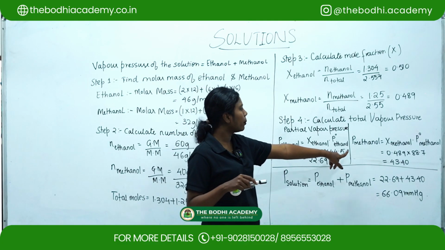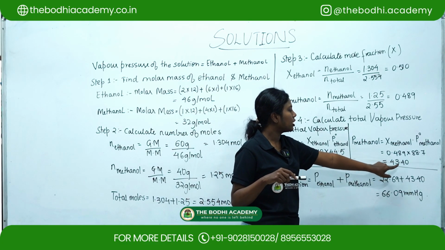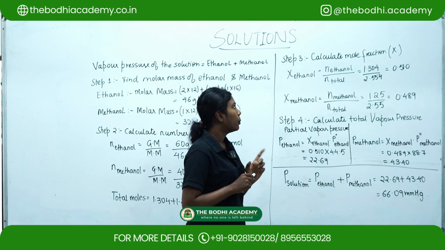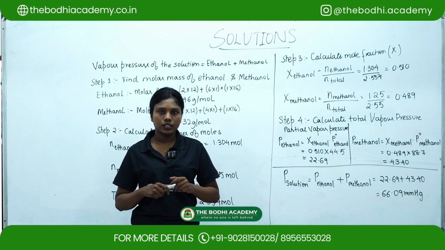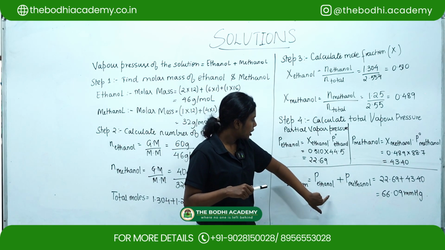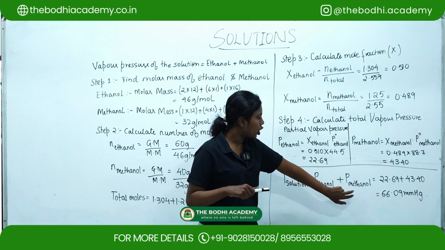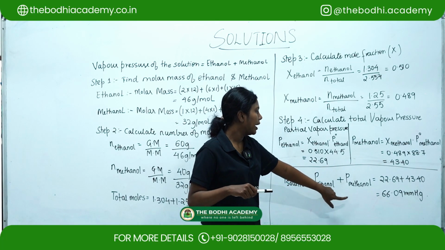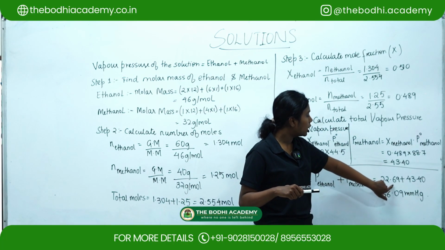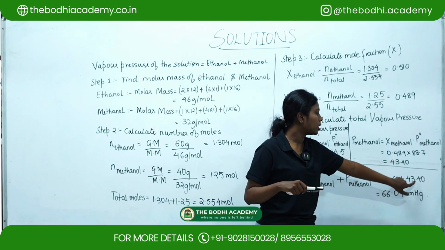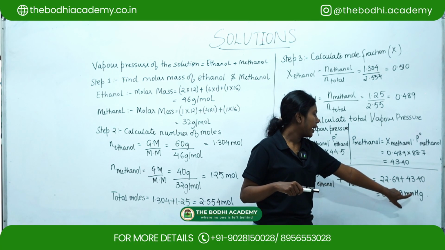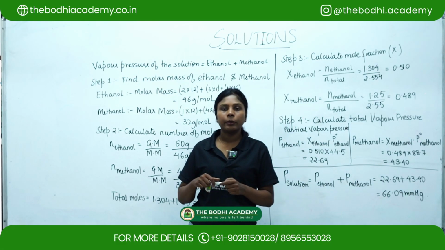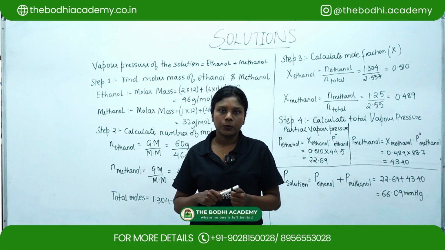Same way we do it for methanol and we end up having 43.40. Moving to the last part, that is to find the total vapor pressure of the solution. We add the partial vapor pressures of ethanol plus methanol, which is 22.69 plus 43.40, which comes to 66.09 mm Hg. Mm is millimeters of mercury.